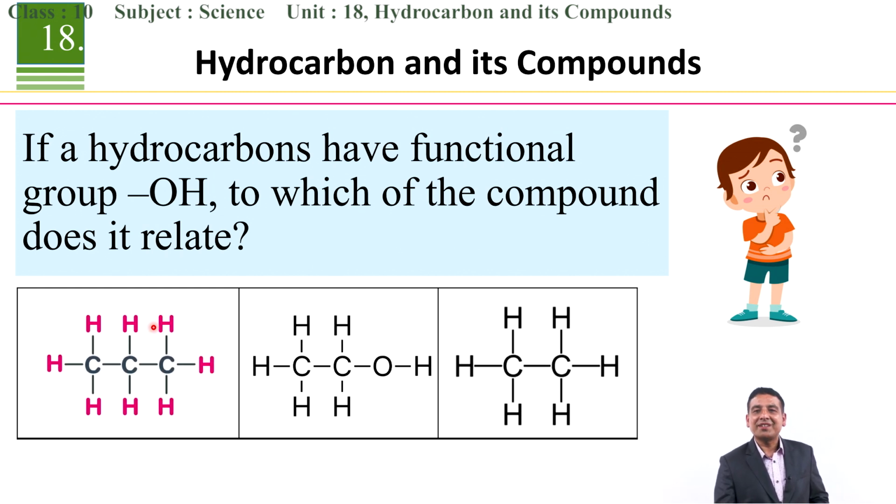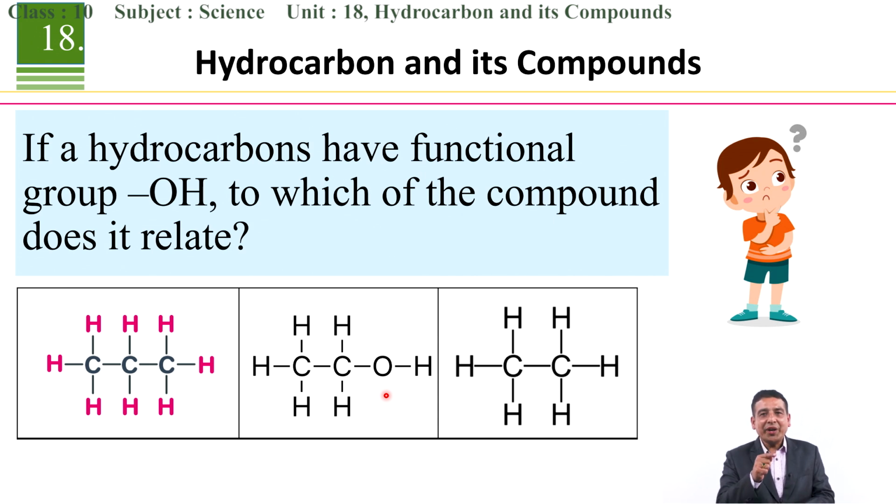In the first compound, you can see there are 3 carbon atoms and hydrogen atoms. In the second compound, you can see 2 carbon atoms as well as 1 OH group. In the third one, do you see any OH group over here? No. So, out of these 3 compounds, which one is alcohol? Yes, the second one. Then how did you know the second one is the alcohol? Obviously, it consists of an OH group.